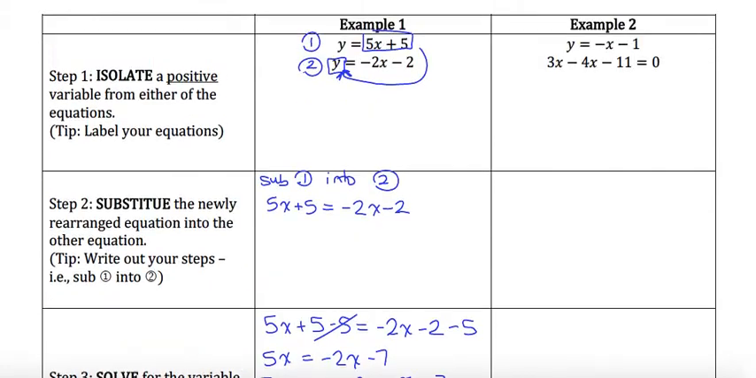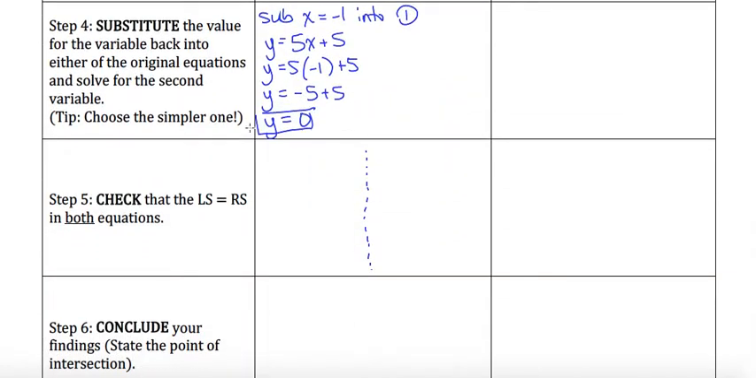So my equation for the first one is y equals 5x plus 5. My y is 0. My x is -1. So I'm not going to move anything to other sides. I'm just going to solve it all the way down. So 0 is equal to 5 times -1 is -5 plus 5. 0 equals 0. So far so good on that side. Left side equals right side.